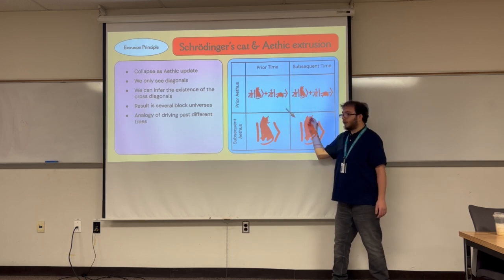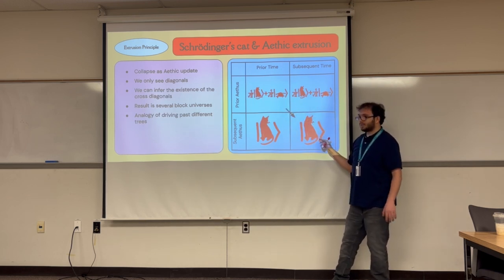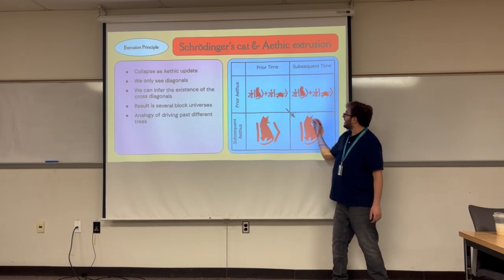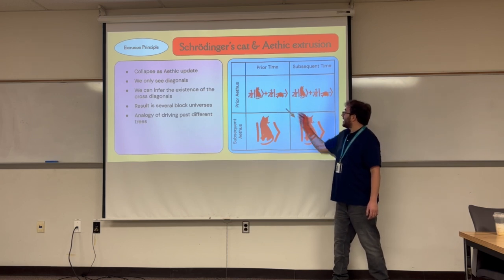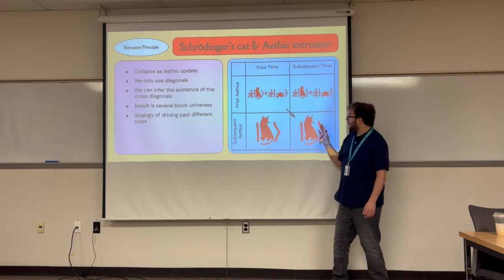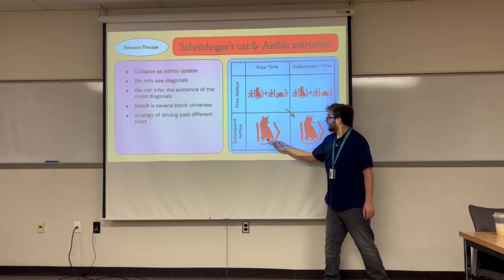But you only ever follow into the collapse, right? So you think that these are the same block universe because you're going down the diagonal. So you're just simply not extrapolating that there is a new past and a new future.